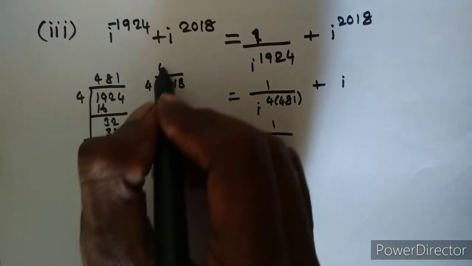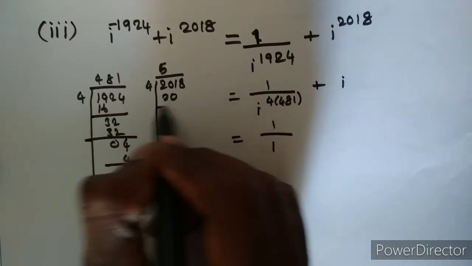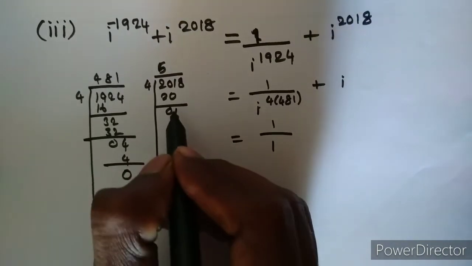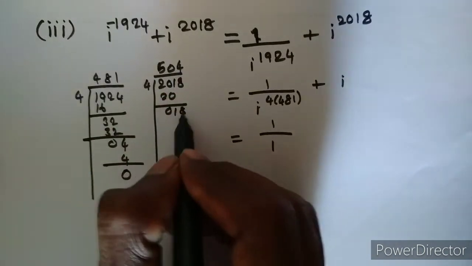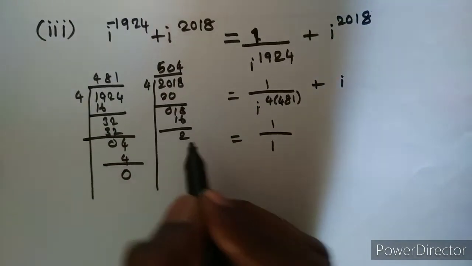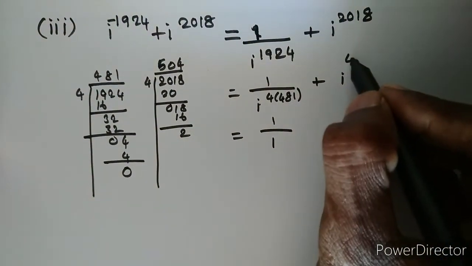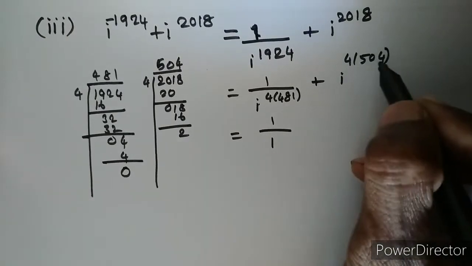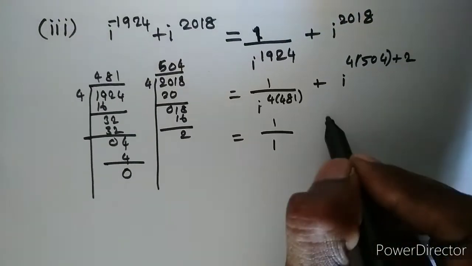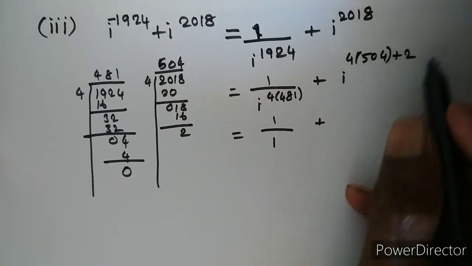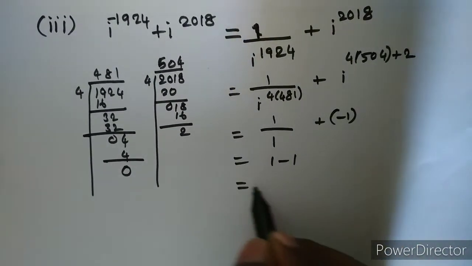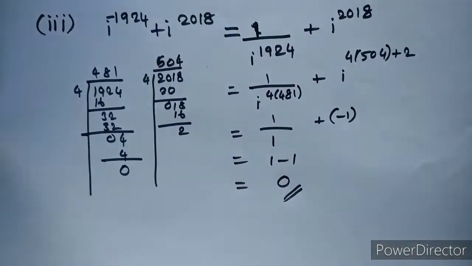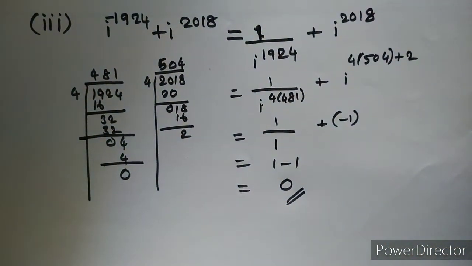By the i power 4n formula 1, the first one is 1 by 1. The answer is 1. The second one is plus i power 2018. Is it a multiple of 4? It is verified. It is not a multiple of 4. Therefore, 4 into 504 plus 2. And 1 by 1 plus i power 2. i power 2 means minus 1. Therefore, 1 minus 1 is 0.